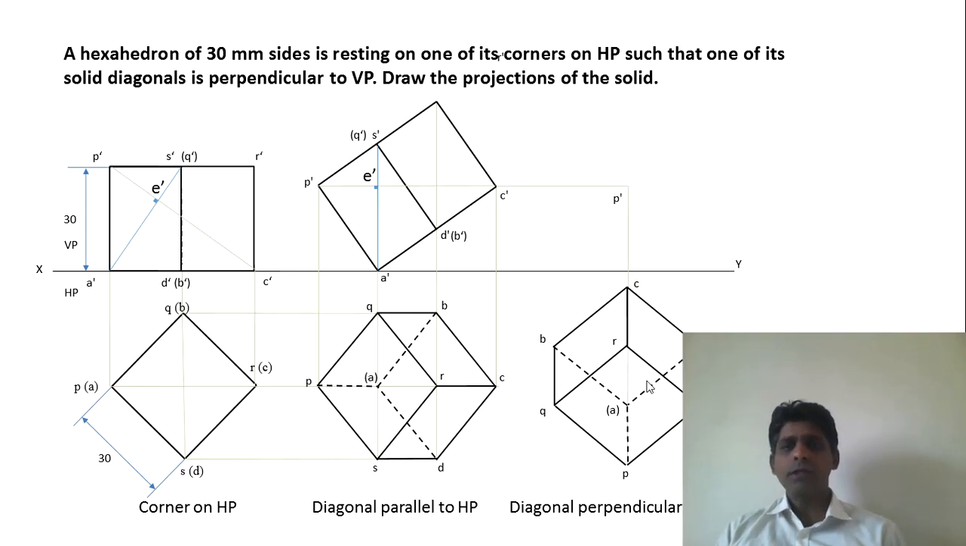now we have to go for the final front view. This is the final top view. You see that in this view PC is parallel to XY line, but in this view PC is perpendicular to the XY line, which is what we want, because we want the solid diagonal to be perpendicular to the vertical plane. Okay. So once we obtain this, now we have to get the final front view. Steps are the same.